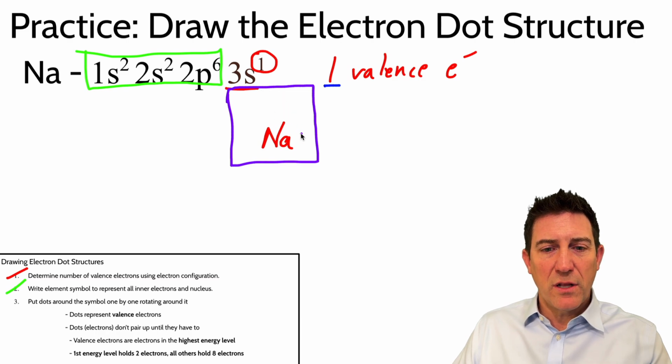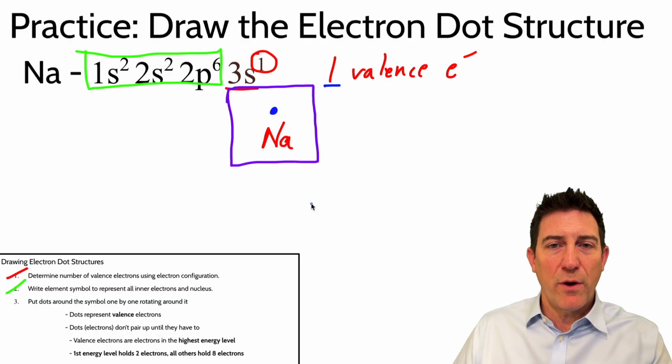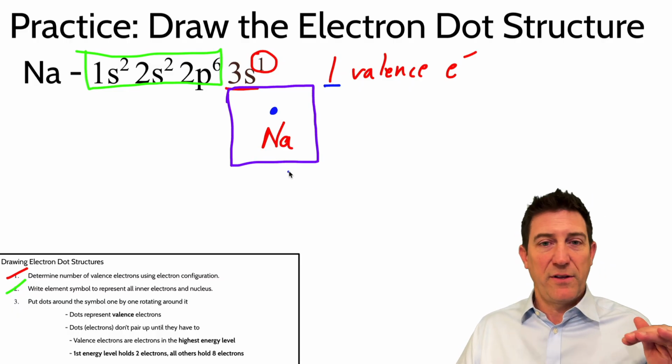I could have put the 1 electron right here, or I could have put it right here, or I could have put it there. As long as I'm just showing 1 valence electron, that's perfectly fine for now.